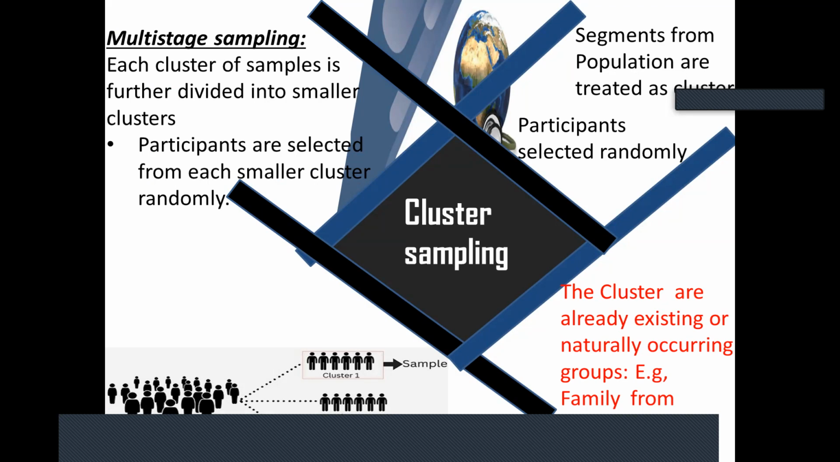So each cluster of sample is further divided. So we also have what we call multi-stage sampling, in which after formation of the first strata, that first strata is again split into smaller clusters, okay? So in multi-stage sampling, each cluster of sampling is further divided into smaller clusters, and participants are selected from each smaller cluster randomly. So you first pick from a population a cluster, and then that cluster is again divided into some other clusters. So that is multi-stage sampling.